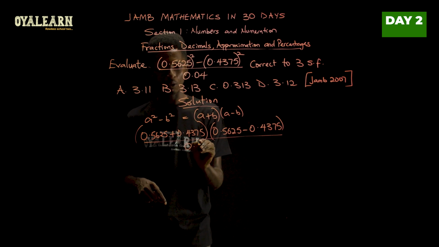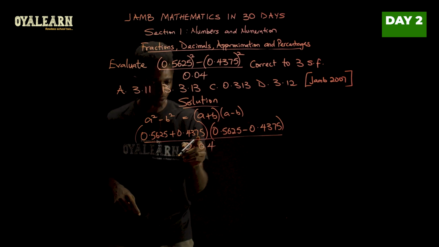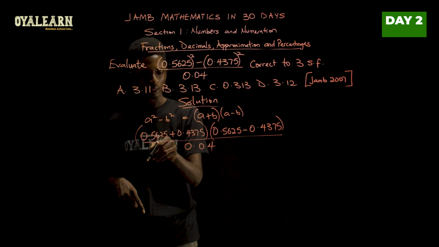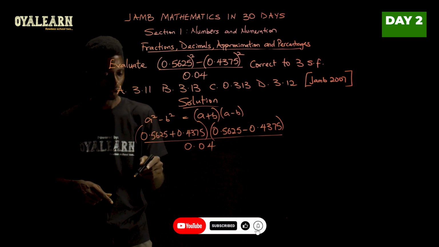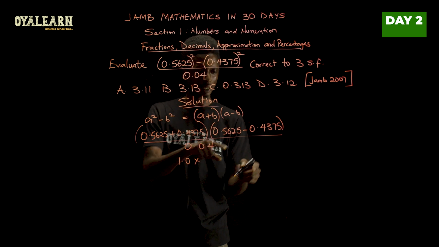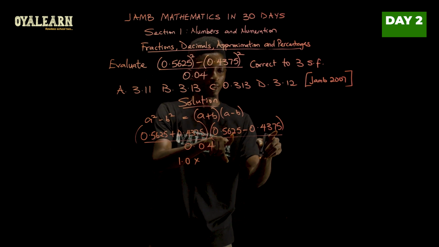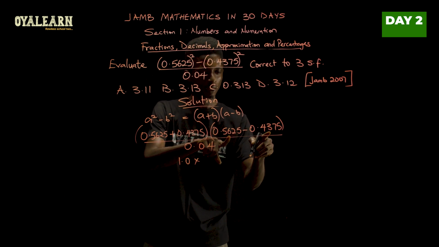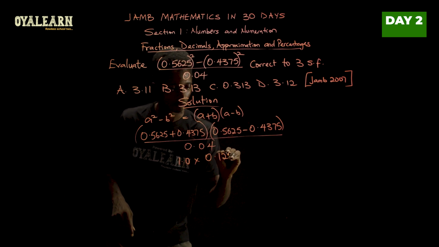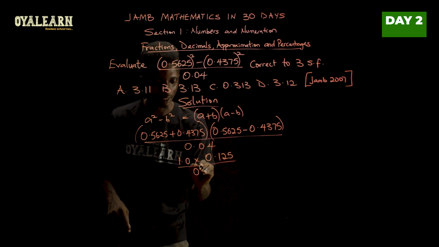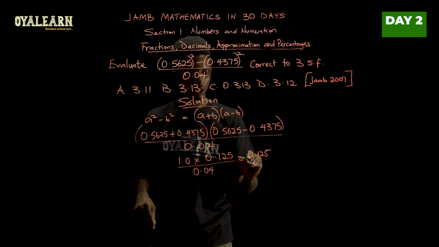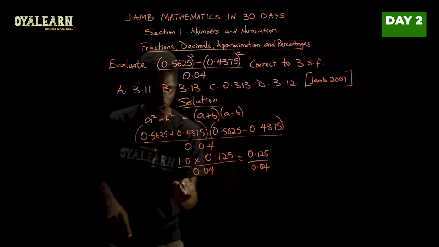all divided by 0.04. Now when we add this together, 5 plus 5, that's 0, carry 1. 3 plus 7, 0, carry 1. 6 plus 4, that's 0 again. Okay, that will give us 1.0, multiplied by the difference here. This is 0, borrow 1 here, that's 12 minus this, that's 5. Now we have 5 minus 3, that's 2. Okay, that is 0.125, all divided by 0.04.